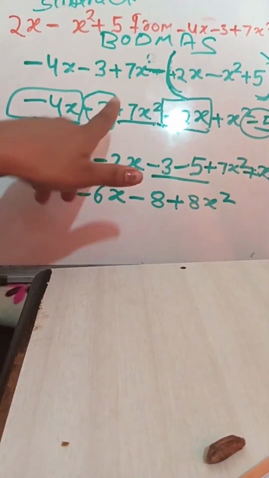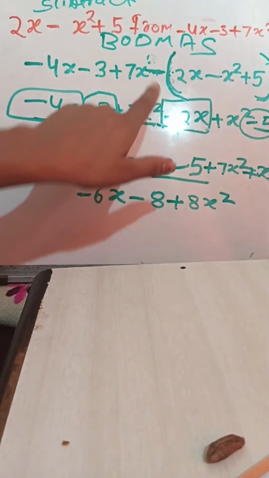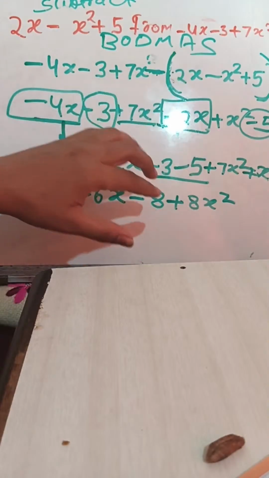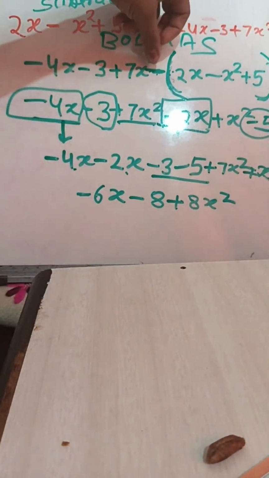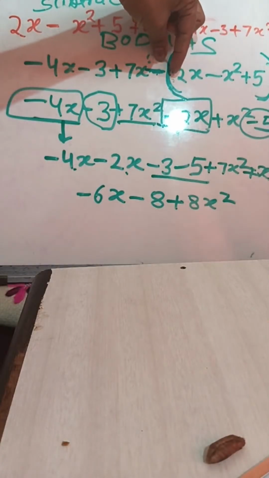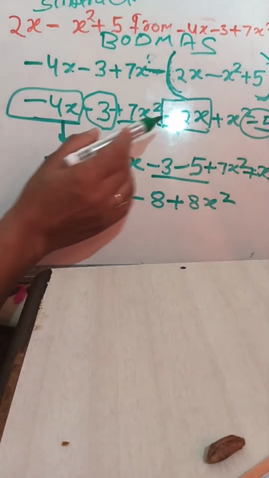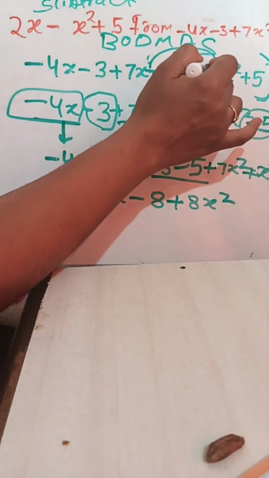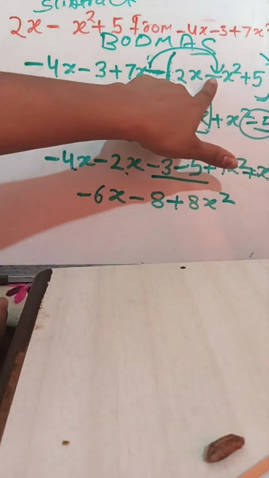Here it's a 2x, there is no sign. It means it has a plus sign. Then this plus sign is converted into a minus sign. So it becomes minus 2x. Now this minus comes here. Whenever there is a minus, I told you, signs are changed. Here we have a minus sign.